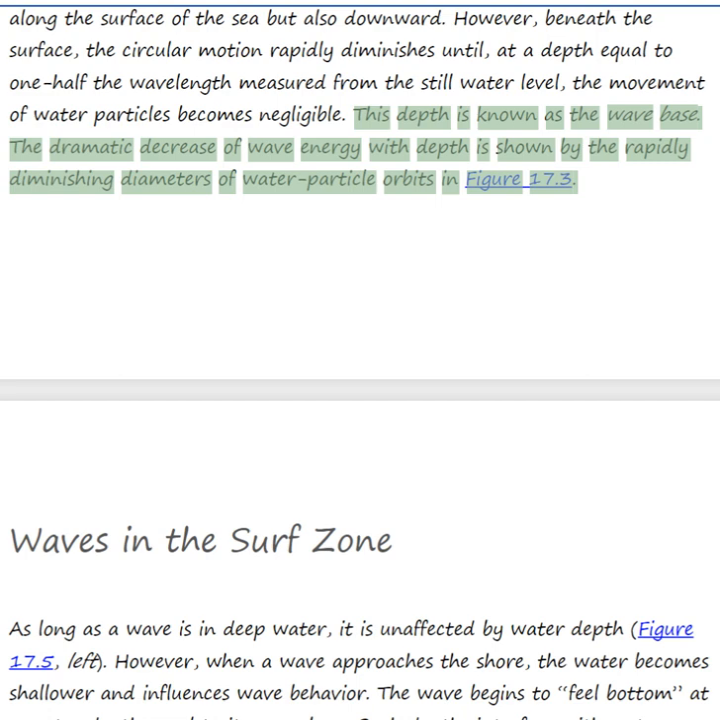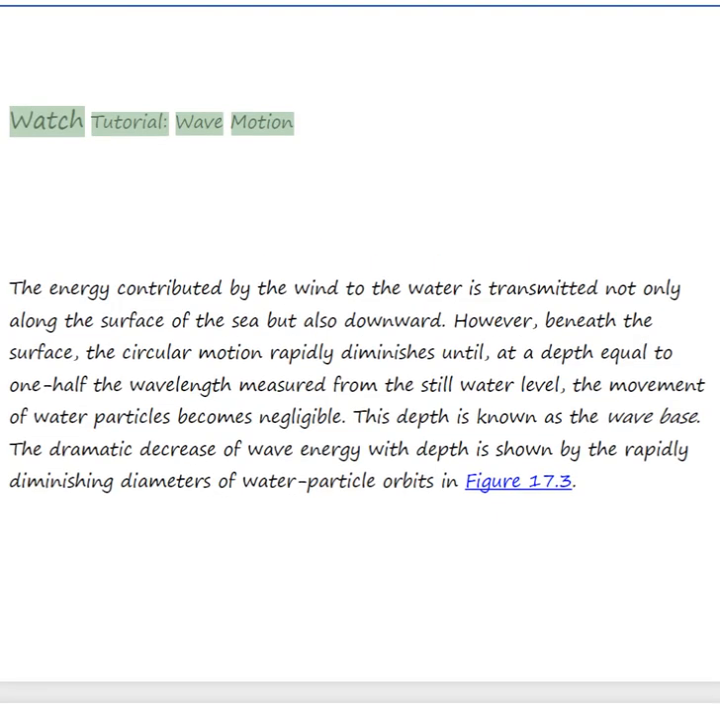The dramatic decrease of wave energy with depth is shown by the rapidly diminishing diameters of water particle orbits in Figure 17.3. Watch tutorial, Wave Motion.